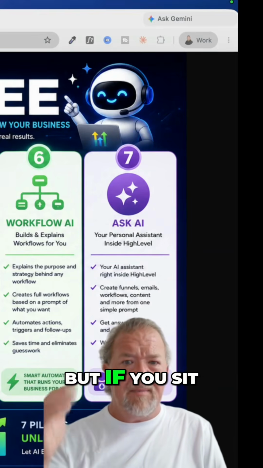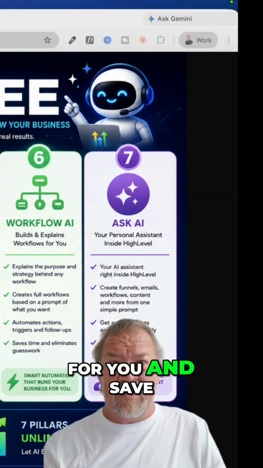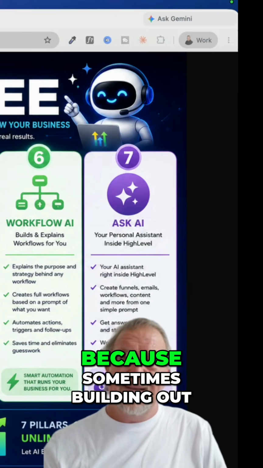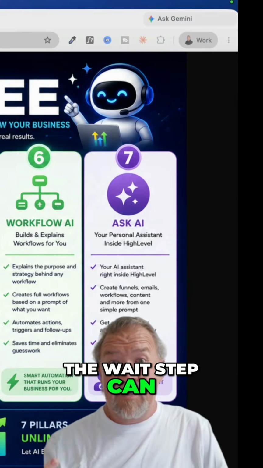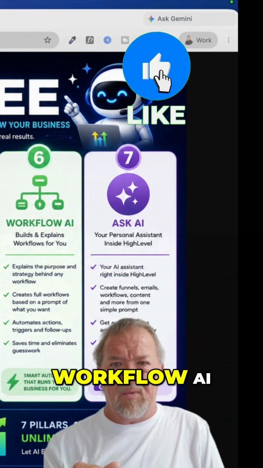You can do it manually, but if you sit back and have workflow AI do it, it can build all of the action steps for you and save you a lot of time, especially if you have long email sequences, because sometimes building out the actual email sending action and then the wait step can take quite a bit of time to build out initially. So again, that's one thing that you can do with workflow AI.